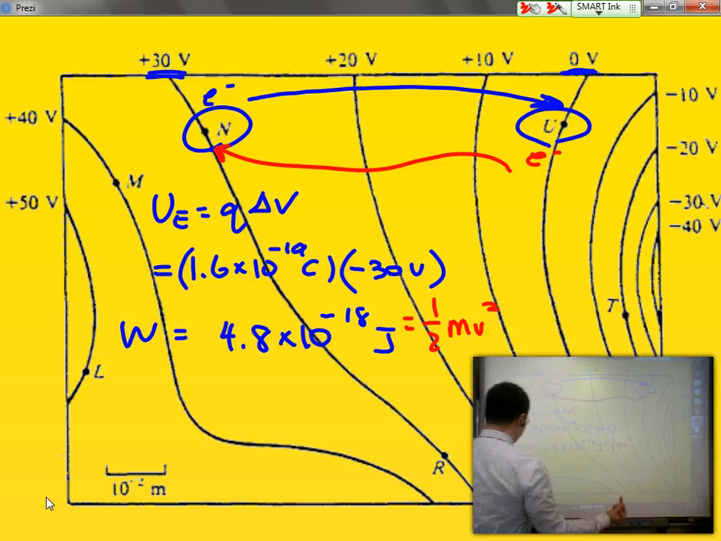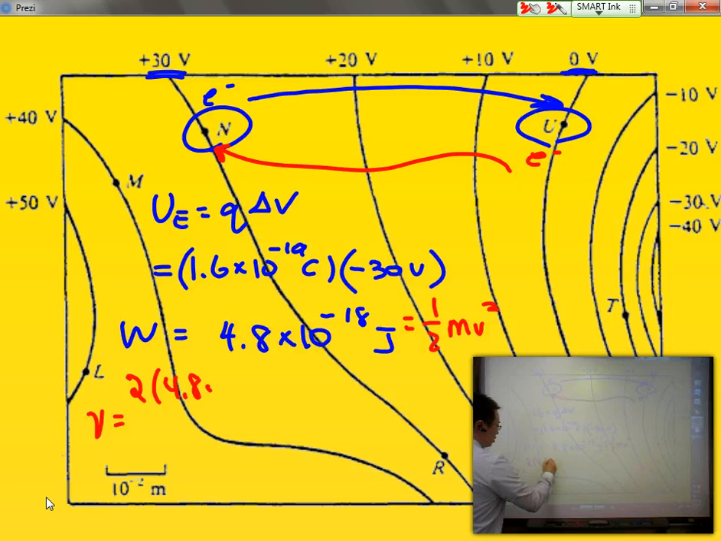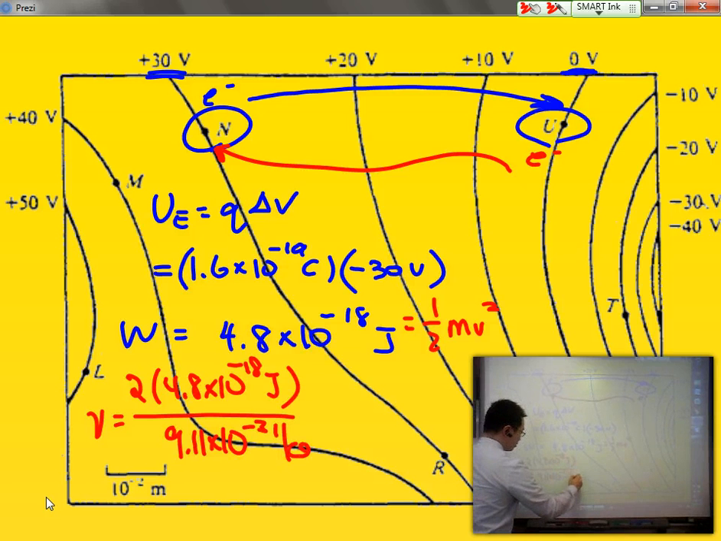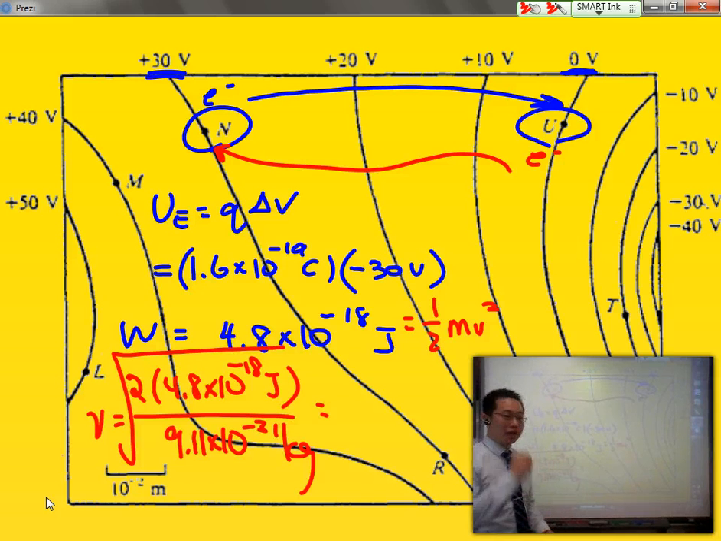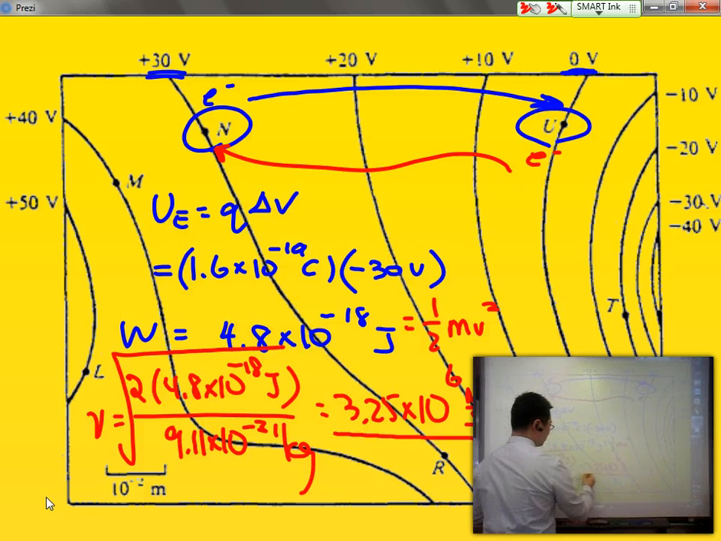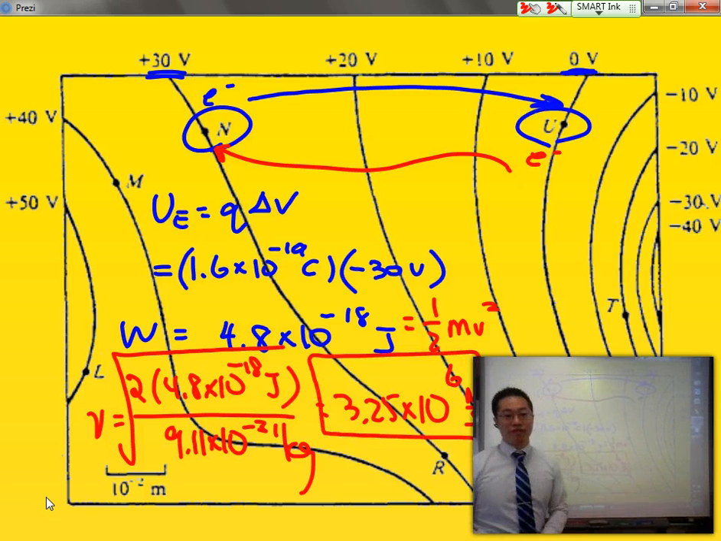So in this case, the velocity of the electron would equal 2 times 4.8 times 10 to the negative 18 joules, divided by the mass of an electron, which I know to be 9.11 times 10 to the negative 31 kilograms. I will square root that entire answer, and this ultimately would equal 3.25 times 10 to the 6th meters per second. It's moving very fast indeed.